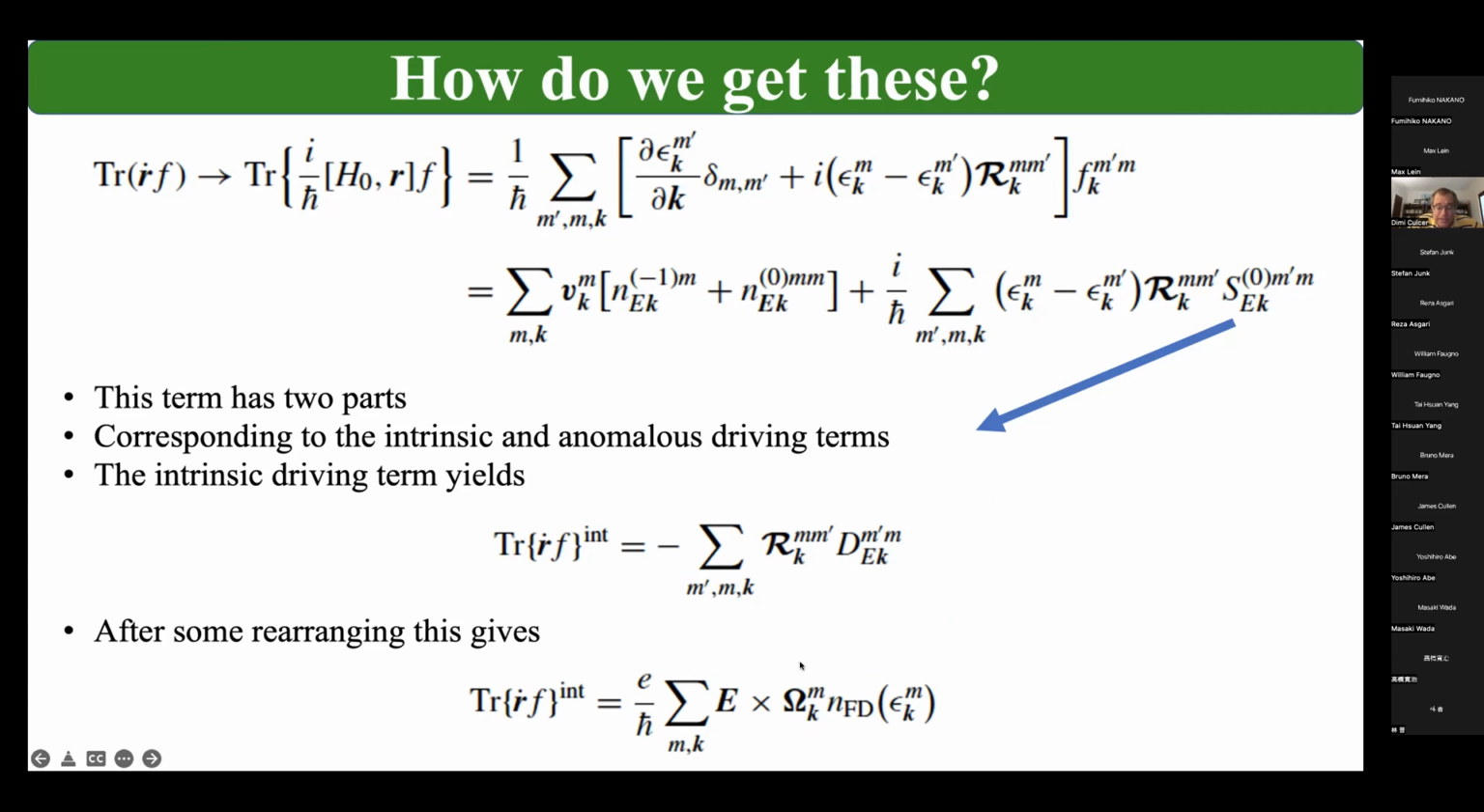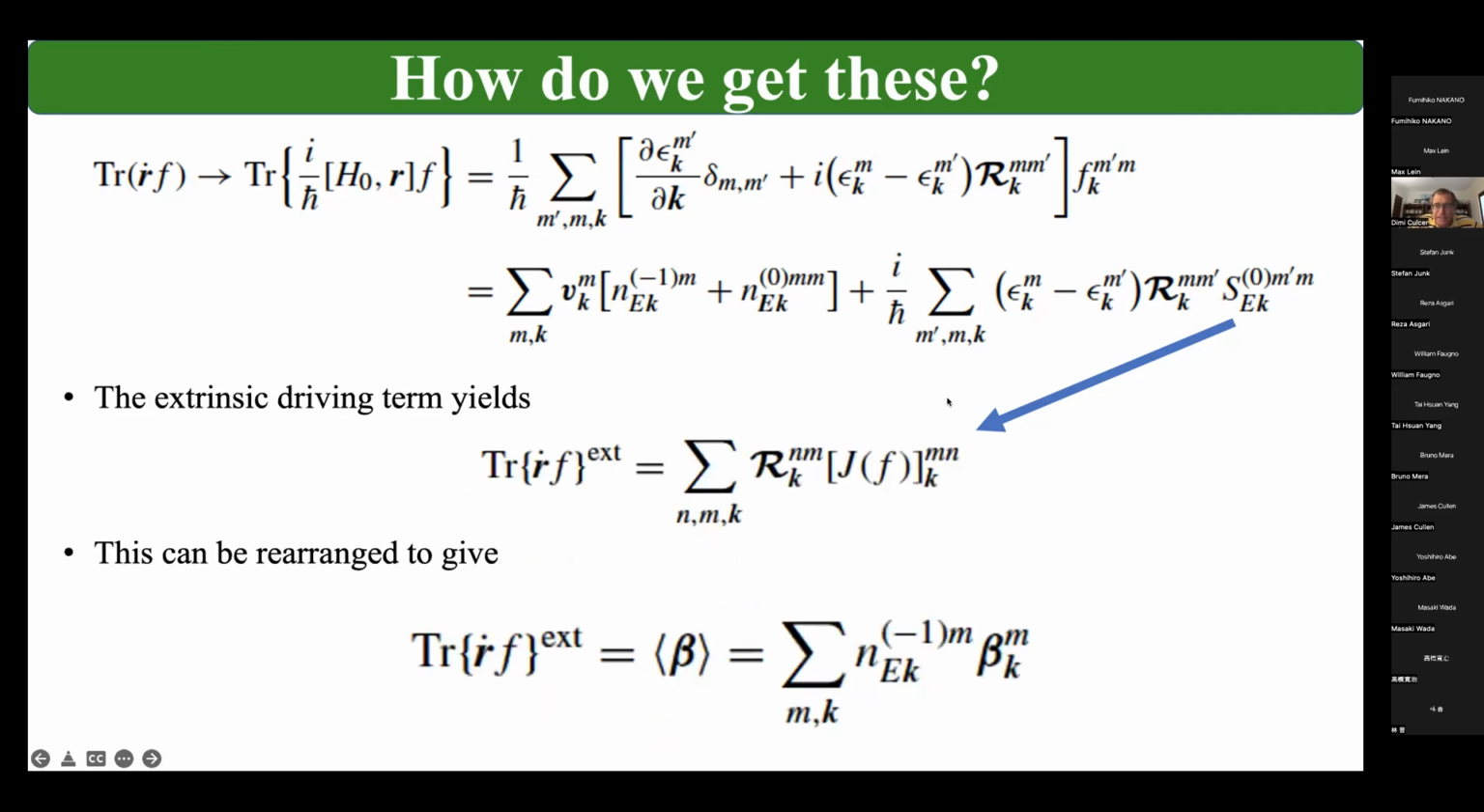And this is also very well known. There is nothing that we did here that was new. You rearrange it and you get E cross omega times the Fermi-Dirac distribution, and then you just sum over bands. So then I can simply focus on each band, and I say that I have E times the Berry curvature for the band multiplied by the equilibrium distribution for each band. So the part that comes from this cross product is the carrier dynamics, and this part here is the distribution function.